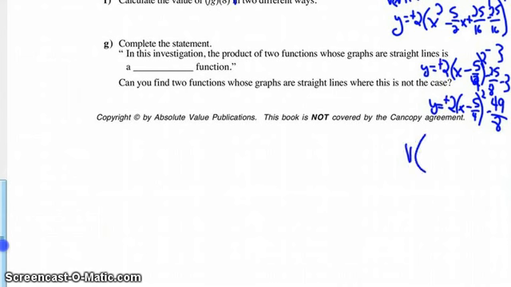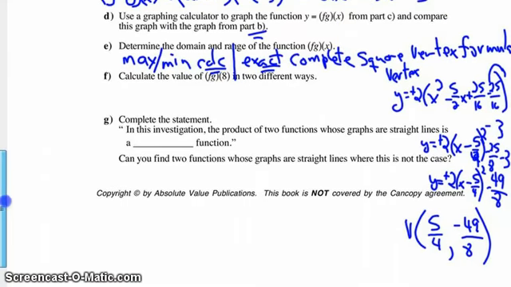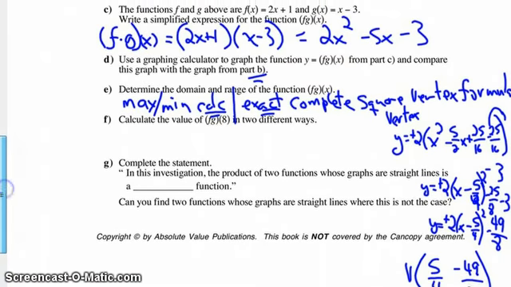So the vertex of this parabola is at 5/4 and at minus 49/8. I keep putting a negative there. And that's the exact value of it. So when you go back, I know you could do that on your calculator, but you will get a decimal and you have to convert that.